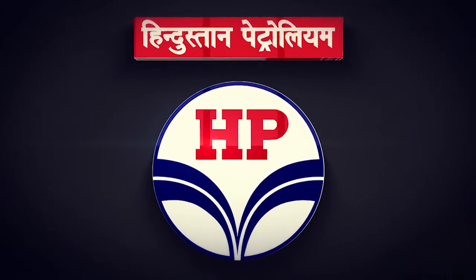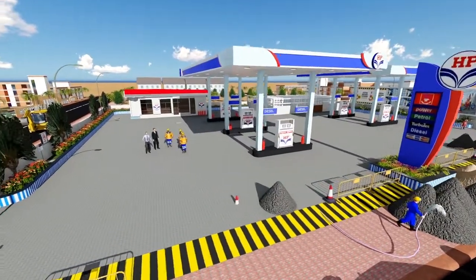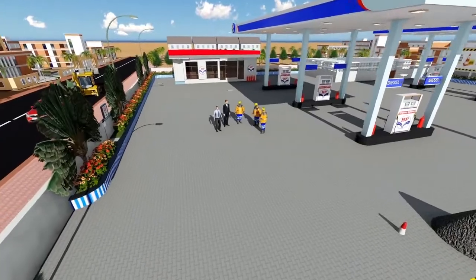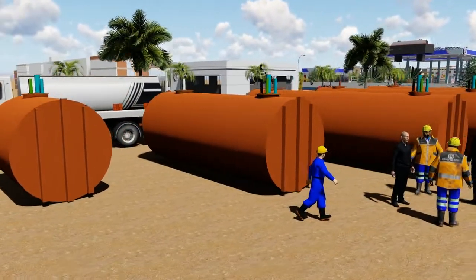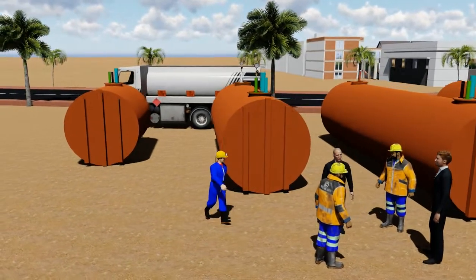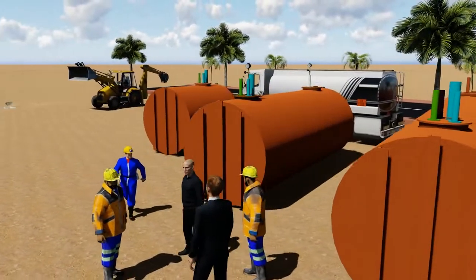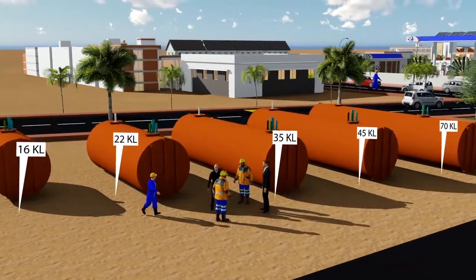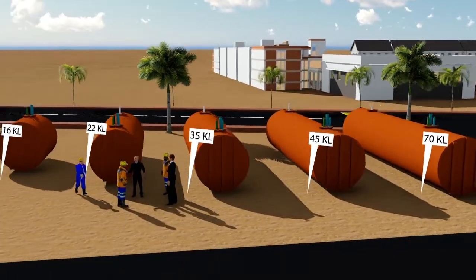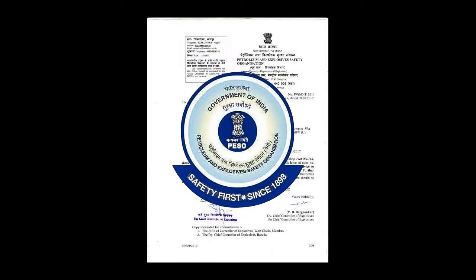Hindustan Petroleum Corporation Limited. Let us understand the process of fuel tank installation at an HPCL retail outlet. First of all, we should select the corresponding tank capacity to be installed and get the engineering drawing done as per HPCL norms. Tank volume capacity as per HPCL norms is as follows: 16 kiloliter, 22 kiloliter, 35 kiloliter, 45 kiloliter, 70 kiloliter. We have to get prior approval from PESO before starting the tank installation.